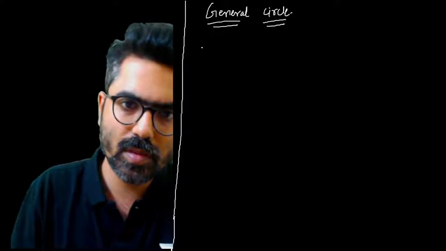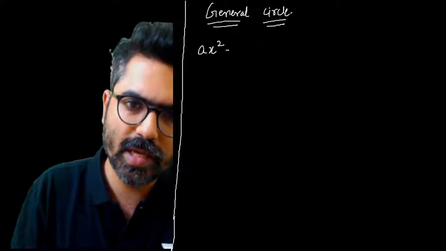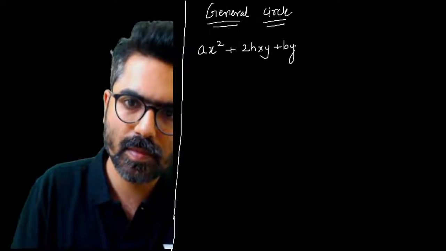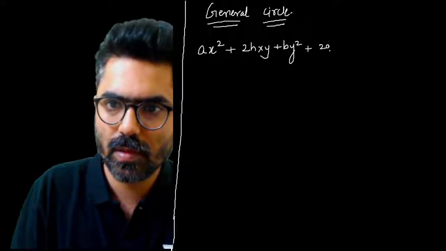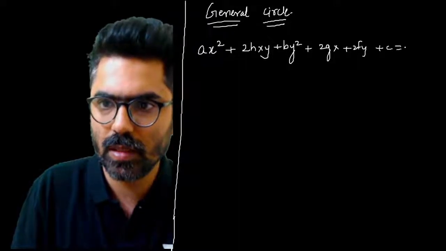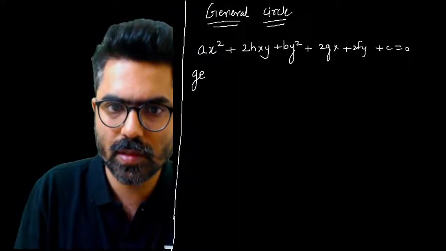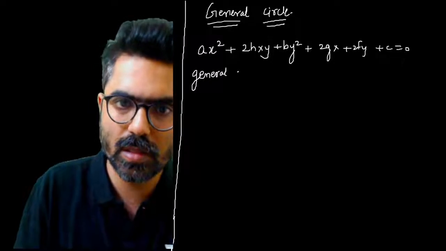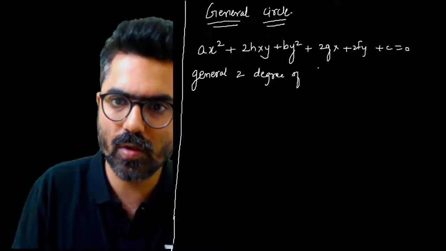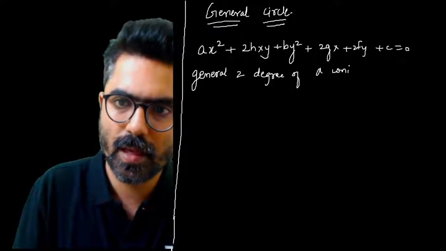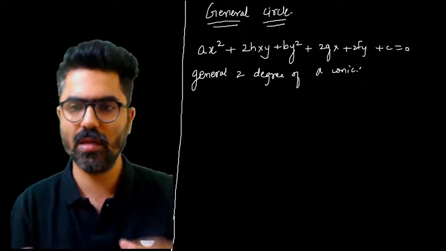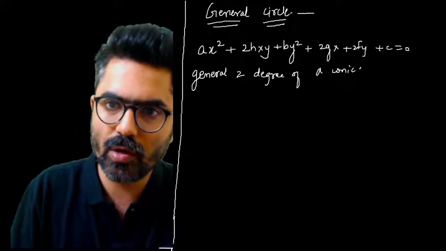So there is a general equation of a conic: ax square plus 2hxy plus by square plus 2gx plus 2fy plus c. This is a general 2-degree equation of a conic. It actually represents a parabola, ellipse, hyperbola, pair of straight lines, and so on. But right now we are talking about a circle.